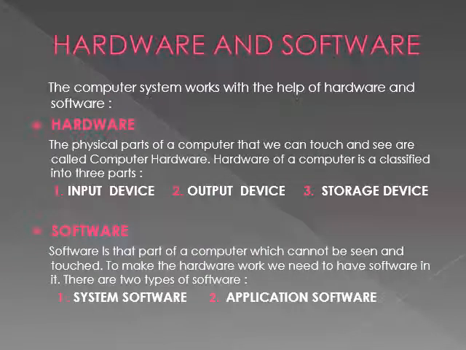The computer system works with the help of hardware and software. Hardware: the physical parts of a computer that we can touch and see are called computer hardware. Hardware of a computer is classified into three parts. First, input device. Second, output device. Third, storage device. Software. Software is that part of a computer which cannot be seen and touched.